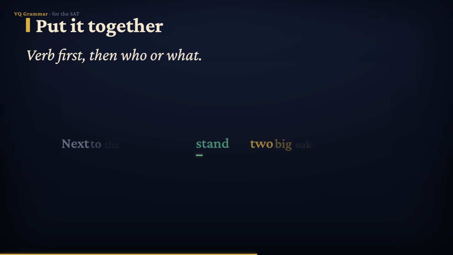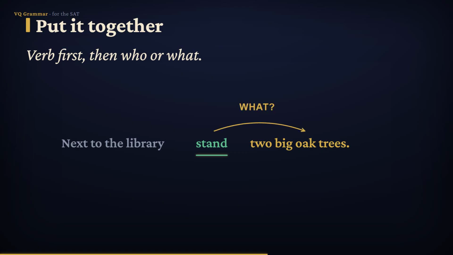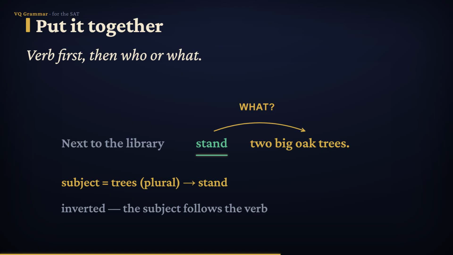Let's apply it. Next to the library stand two big oak trees. Find the verb, stand. What stands? Two oak trees. So trees is the subject, and because trees is plural, the verb is stand, not stands. This is inverted order. The subject comes after the verb, and the prepositional phrase up front is not the subject. Find the verb, ask who or what, and you've got it every time.